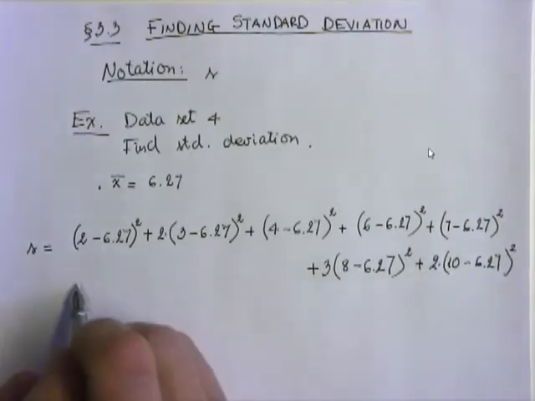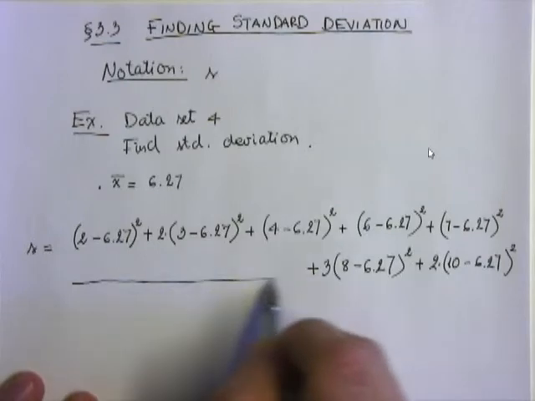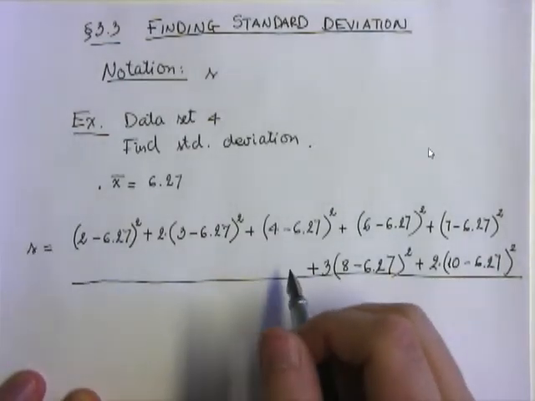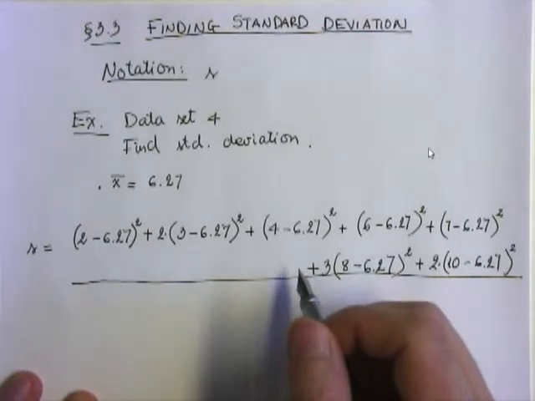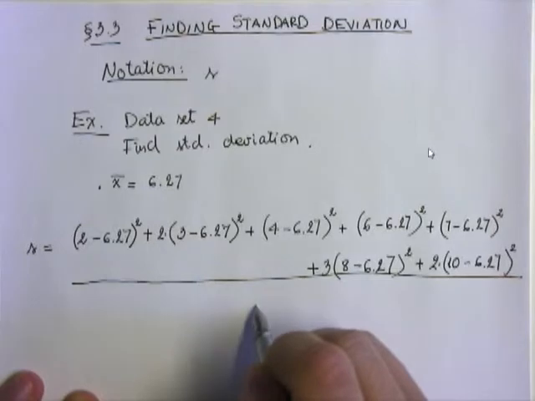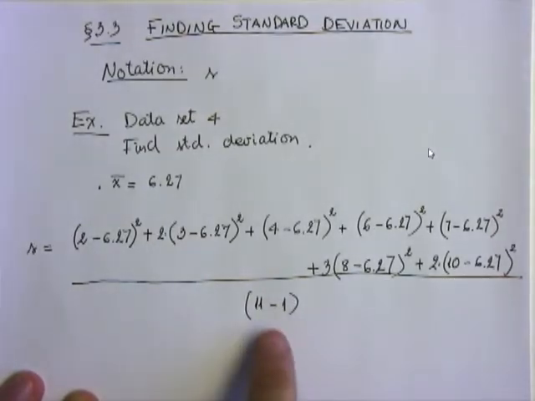And now after we finish adding, we are going to divide all of that by a total of, now my data set contains 11 pieces of data, so you're going to have to divide by 11 minus 1 in the bottom, so you actually divide by 10.